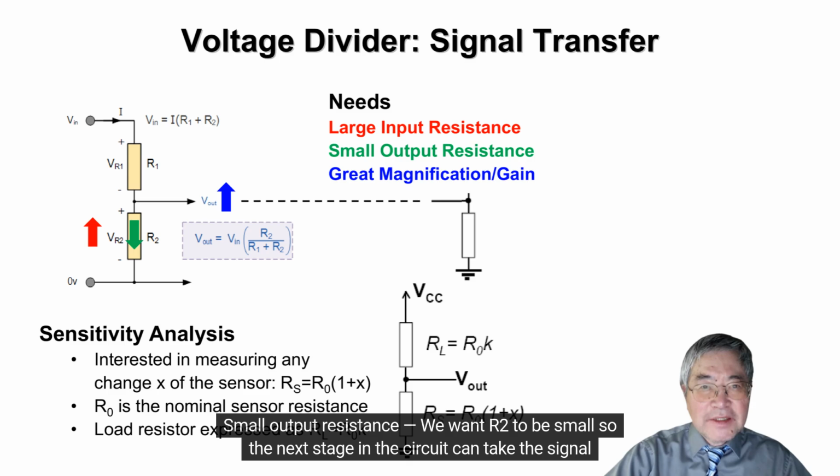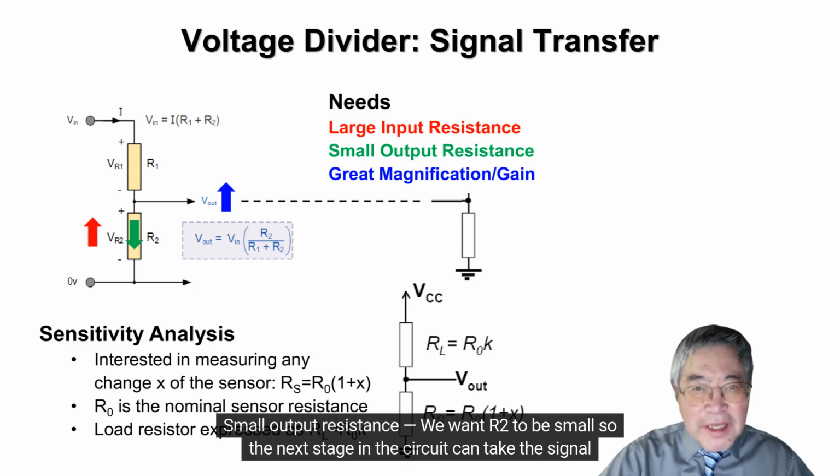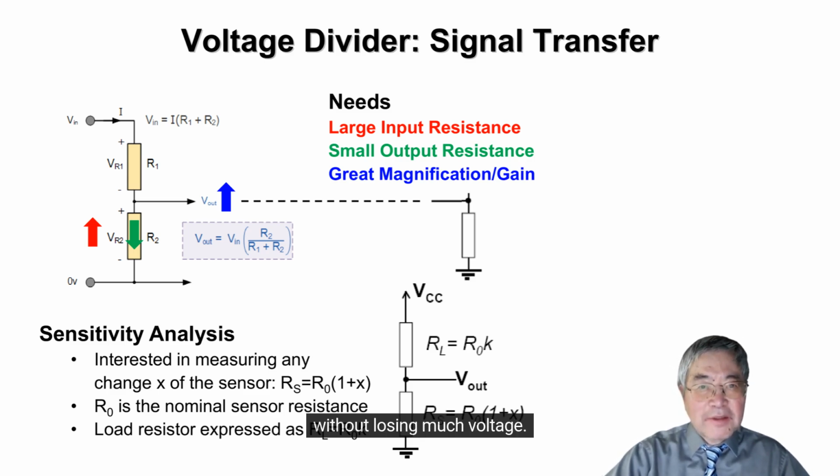Small output resistance. We want R2 to be small so the next stage in the circuit can take the signal without losing much voltage. High gain.